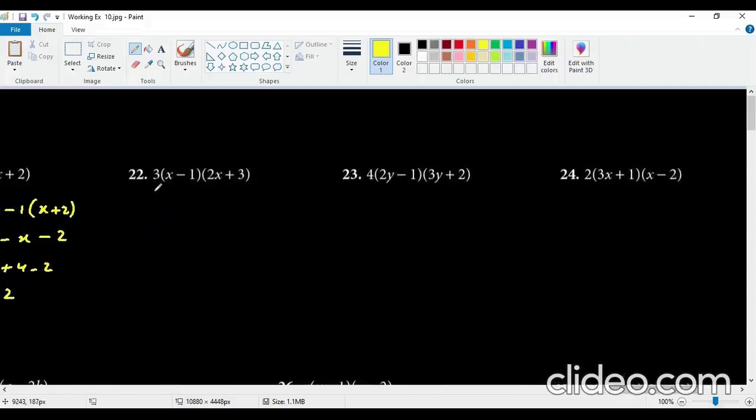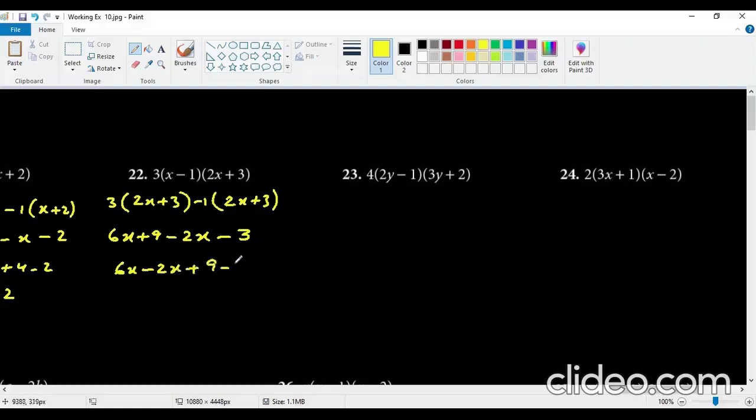In here, 3 is going to be multiplied by 2x plus 3, and minus 1 is multiplied by 2x plus 3 once again. So first one is going to give me 6x plus 9 and minus 2x, and minus plus is a minus, and this is going to be a 3. So 6x and minus 2x are both like terms, and 9 minus 3 are both like terms. So 6 minus 2 is going to give me a 4x, and plus 6 is going to be the answer.